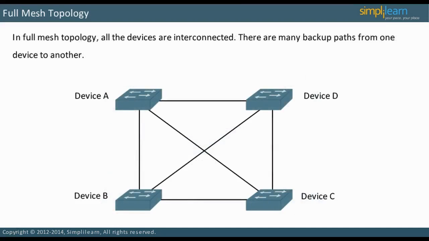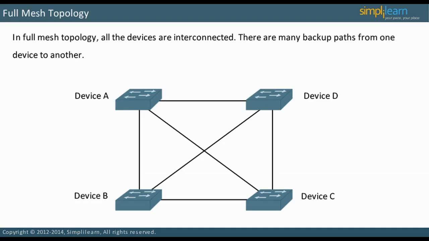In a full mesh topology, all the devices are interconnected. There are many backup paths from one device to another. Full mesh topology is expensive and difficult to implement. The image on the slide depicts full mesh topology. The devices, that is, device A, device B, etc., are all interconnected, which provides the scope of backup paths.